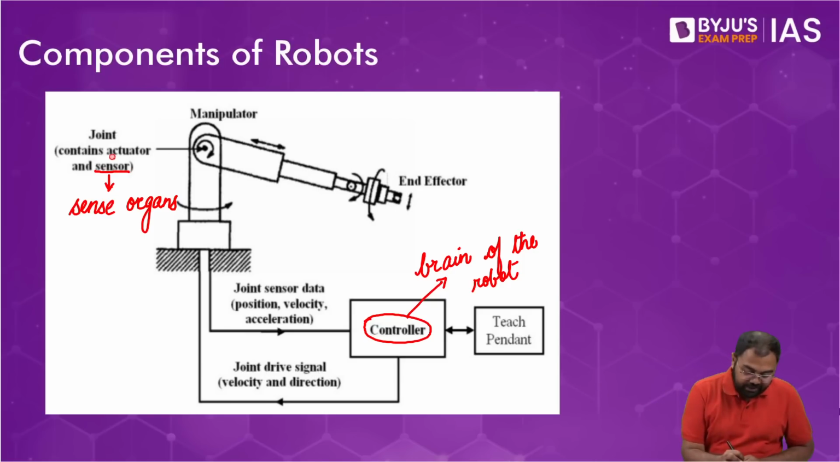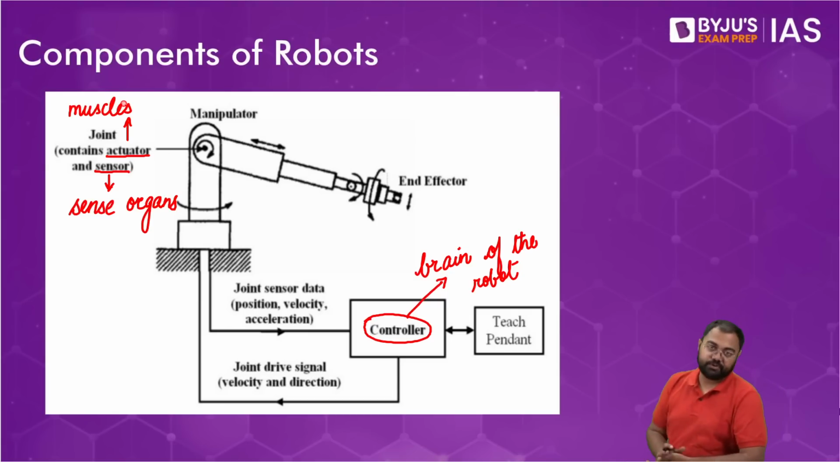Then after that, we have actuators. Now these actuators are called the muscles of the robot. The reason why they are called muscles of the robot is because they help in movement, the movement of the manipulator and the end effector. By doing what? By converting the stored energy into mechanical work.